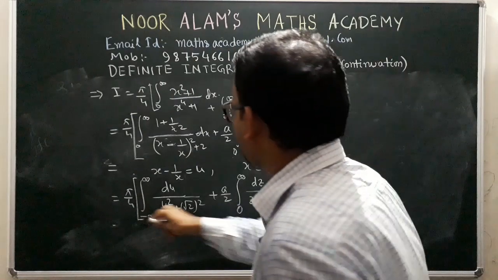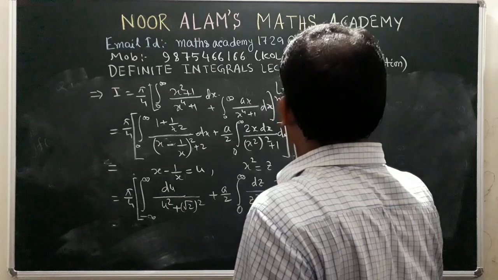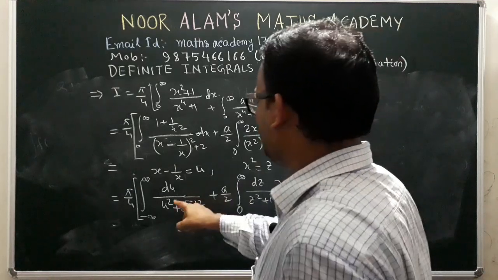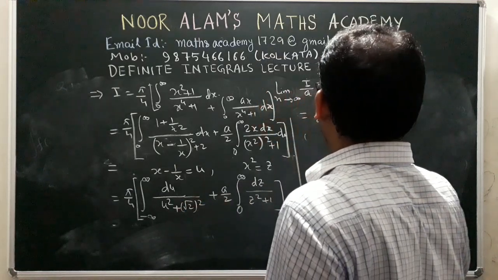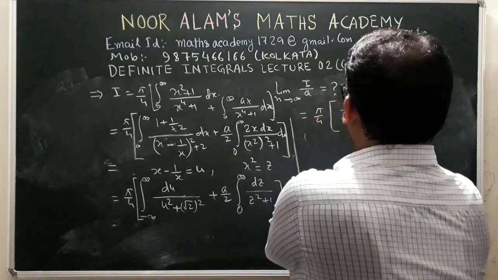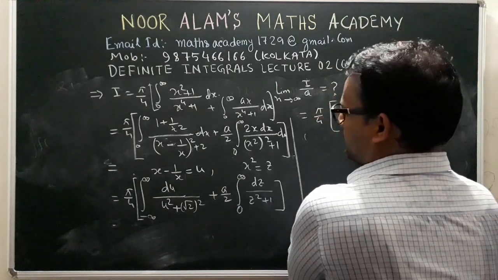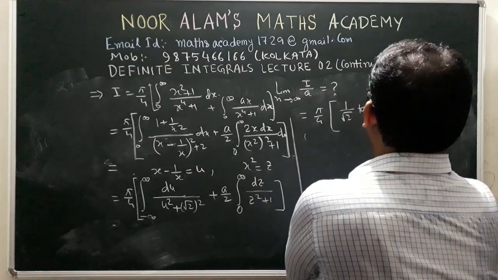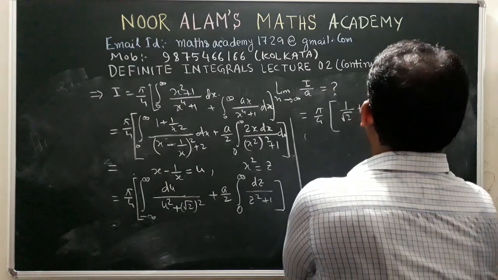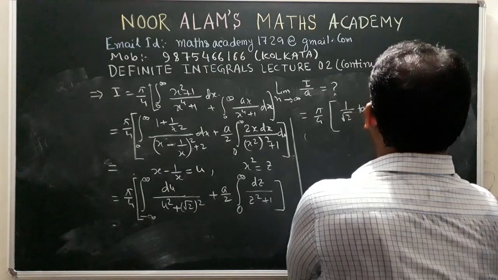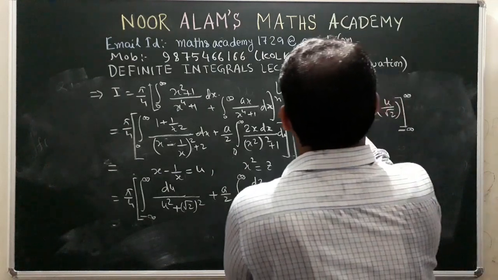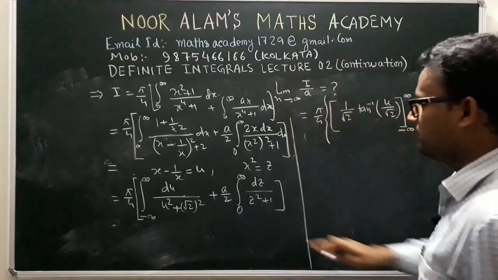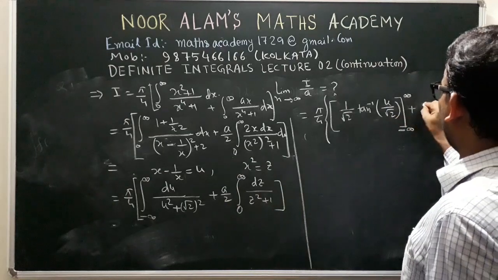So in the first case we have pi by 4 outside, then when you integrate it you get 1 by root 2 tan inverse x by a. So x value is u by root 2. Now this value I am taking from minus infinity to plus infinity, and I am giving one bracket more. Now this part will become a by 2.